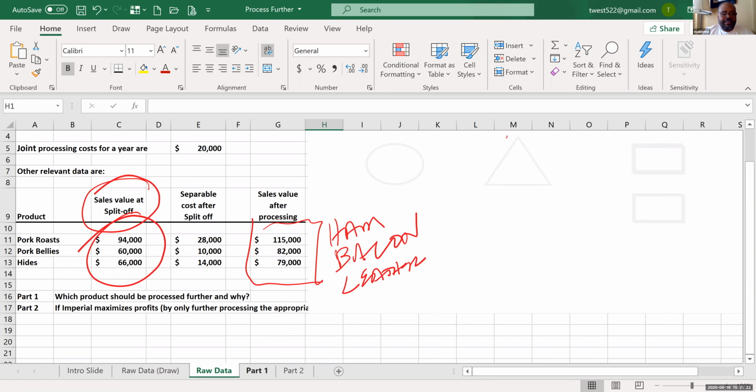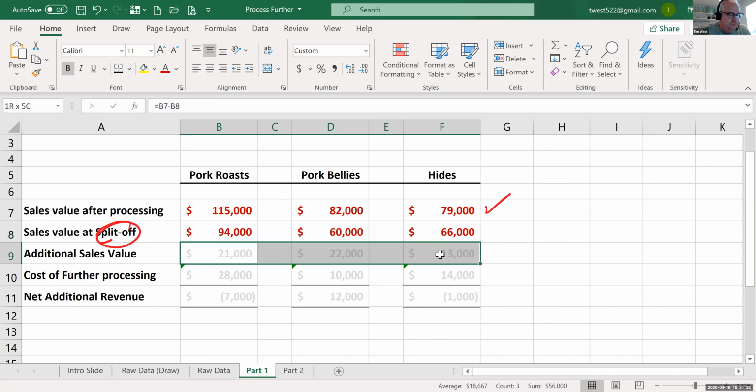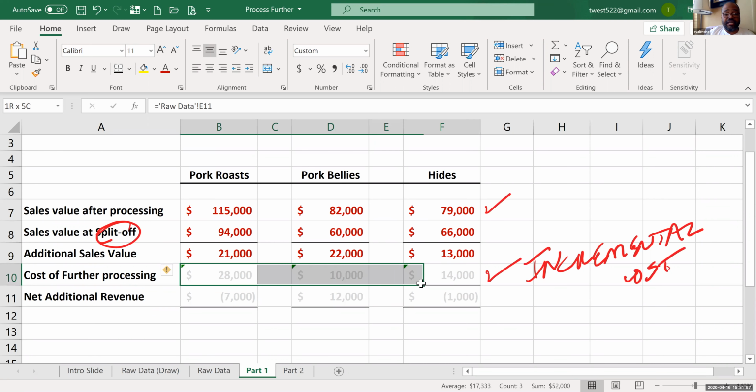Let's go through the analysis you put together here. When you talk about incremental revenue, you're talking about the difference between the nicer product and the price we could get when we sold it at split off. Then you're going to talk about this cost of further processing, which is also incremental cost. That was in your previous sheet as well, right? Correct, that was given in the previous sheet.